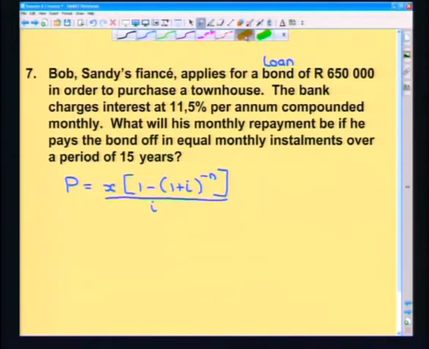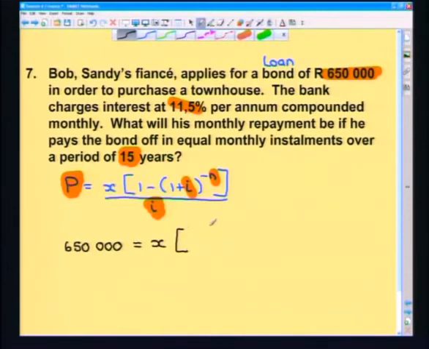And what do we know? Well, they tell me that the interest is charged at 11.5% compounded monthly, so I is known. We know that he's going to pay it off in 15 years, so we know our N. And what we don't know is how much he's going to pay, but we do know the loan value would be 650,000 over here. Right, so once we've established what we know and we are in a position to actually work with this, let's go and see what happens. So 650,000 is how much money he wants to borrow. We are trying to find out what he has to pay every month if he does that. So it's 1 minus 1 plus.